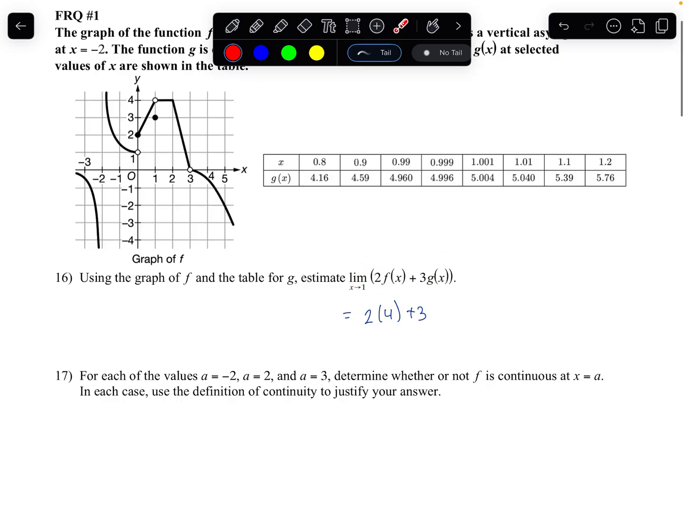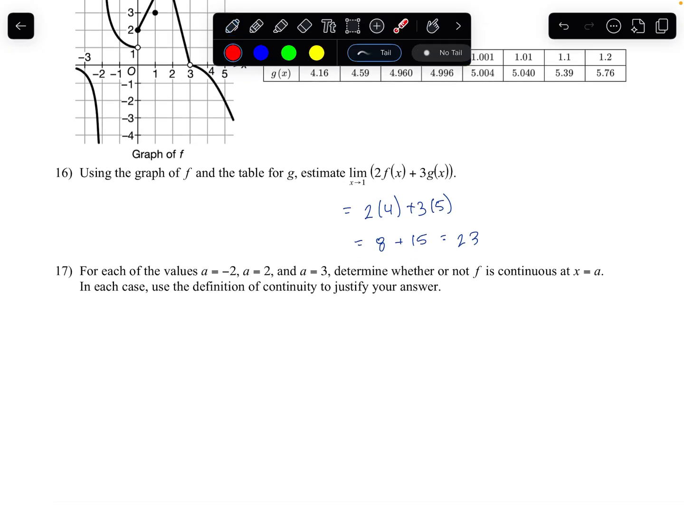So looking at the table for g, we have x values. They're approaching 1 right here. So 1 would be somewhere in between here. And the y values seem to be approaching 5 from either side. And so that's going to be times 5. And then simply that's just going to be 8 plus 15. And that's going to be equal to 23. So there you go. For the next part right here.